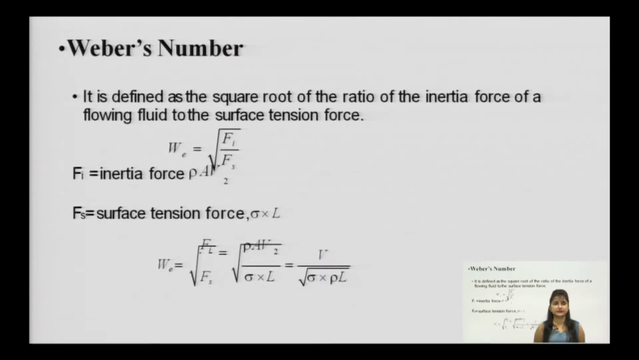Weber's number is again the square root of the ratio of the inertia force to the flowing fluid's surface tension force. So, after calculating inertia force under root with its surface tension force, you get a final simplified expression as velocity by under root of surface tension into rho L.